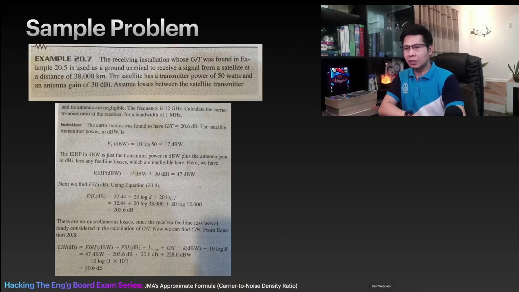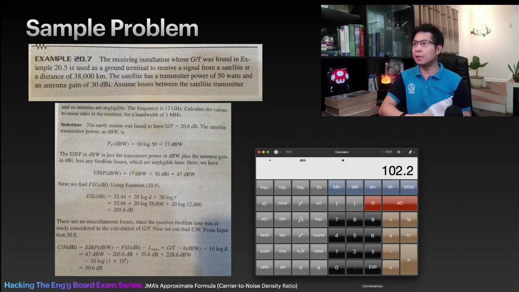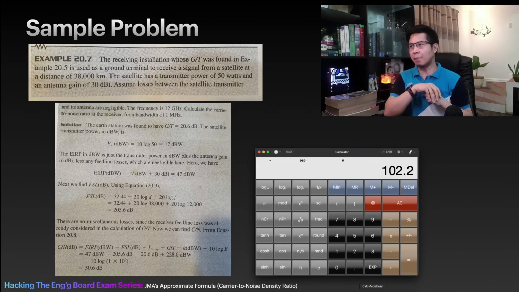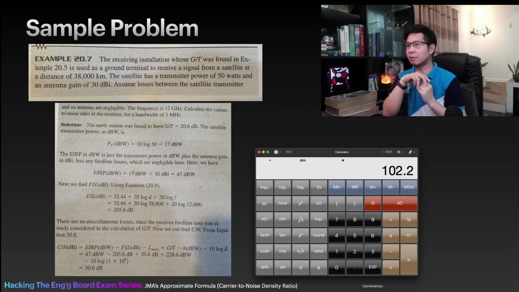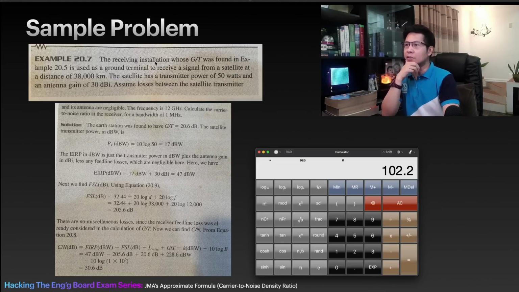Ito naman, itong question na ito is galing naman po sa, I think sa Blake po ito. Pinicturean ko yung sa Blake. So, sabi daw dito sa problem na ito, the receiving installation whose G over T was found in example 20.5. So, this is example 20.7. Yung previous example, pinapakompute dun yung G over T. So, more or less, gagamitin na lang natin dito yung value ng G over T is used as a ground terminal to receive a signal from a satellite at a distance of 38,000 kilometers.